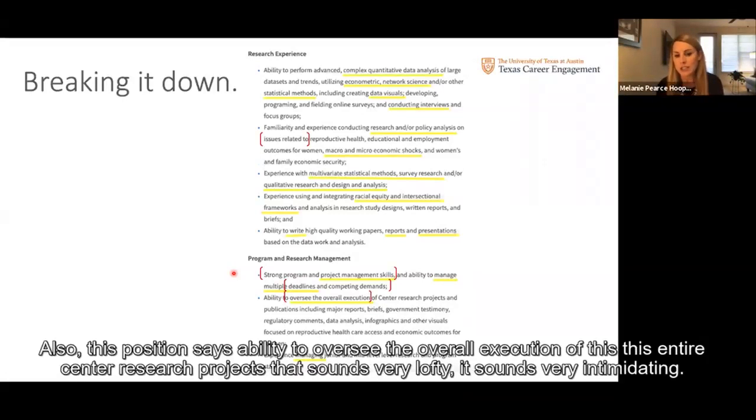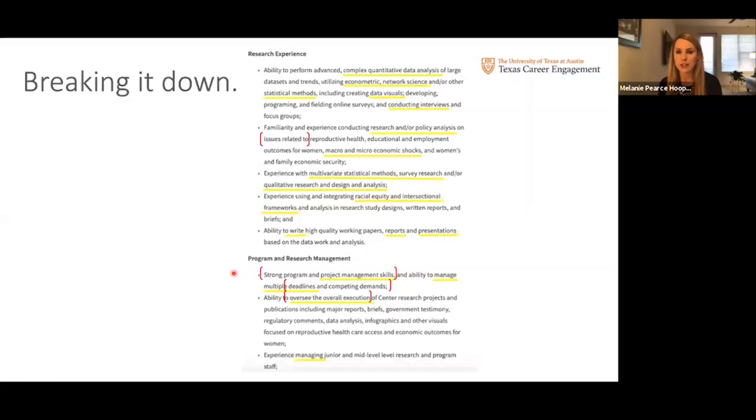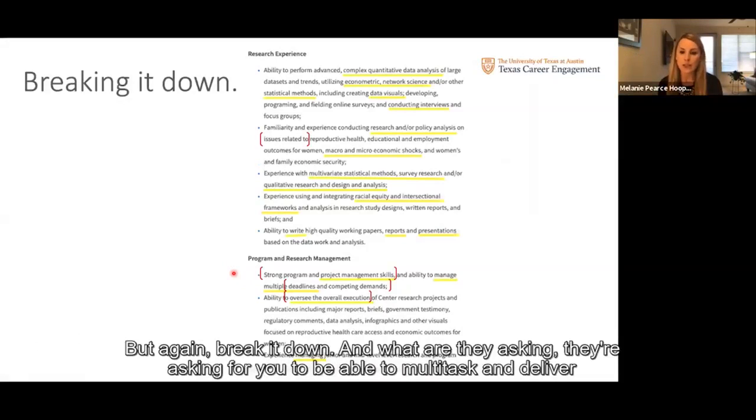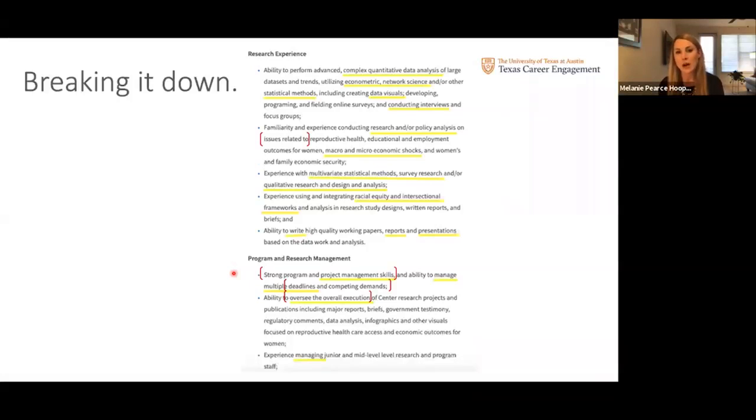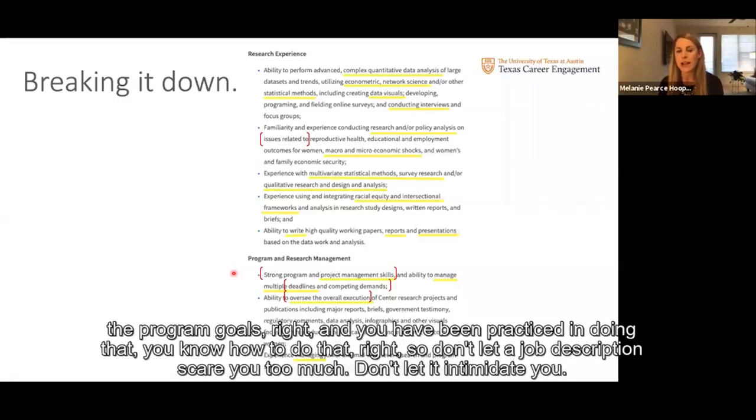Also, this position says ability to oversee the overall execution of this entire center's research projects. That sounds very lofty. It sounds very intimidating. But again, break it down. What are they asking? They're asking for you to be able to multitask and deliver the program goals, right? And you have been practiced in doing that. You know how to do that, right? So don't let a job description scare you too much.